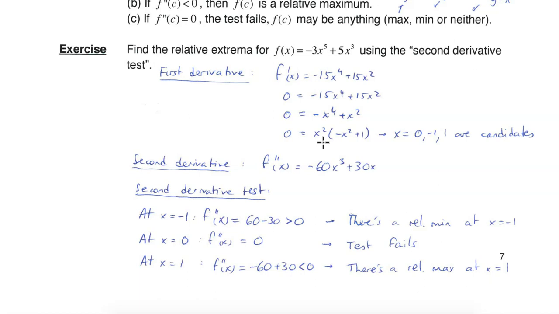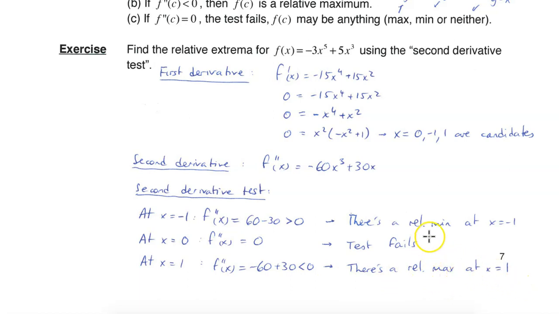Now we start the second derivative test. Here we could do the first derivative test instead, right? But we have the choice, and instead of looking at whether the first derivative changes sign, I'm going to use the second derivative test. So I find the second derivative and I just plug the candidate values in. When x equals negative 1, the second derivative is positive, so I know it's a relative min. If I plug in x equals 0, I find f double prime of 0 equals 0. So the test fails. It could be either. If I plug in x equals 1, I get f double prime of 1 equals a negative number, negative 30, and therefore it's a relative max.